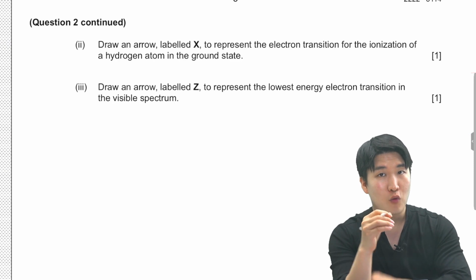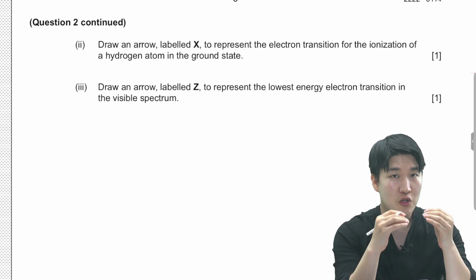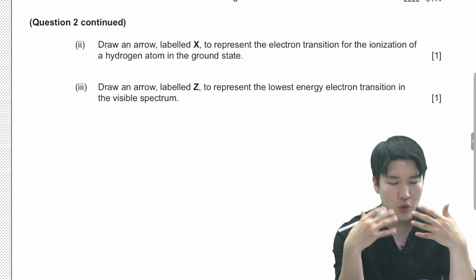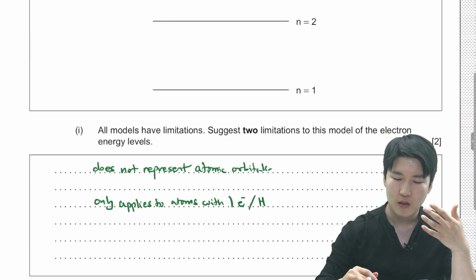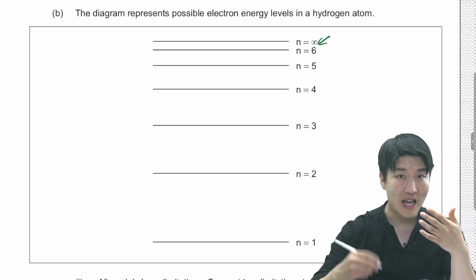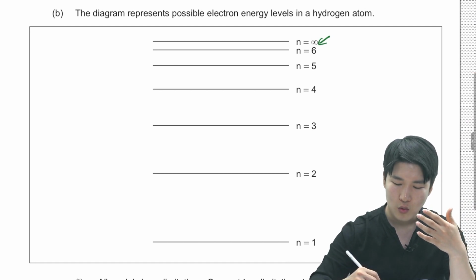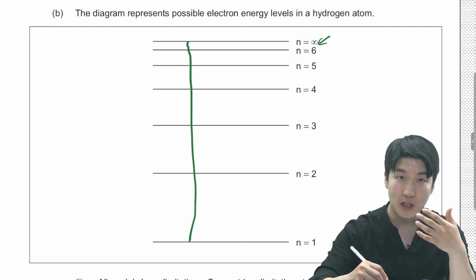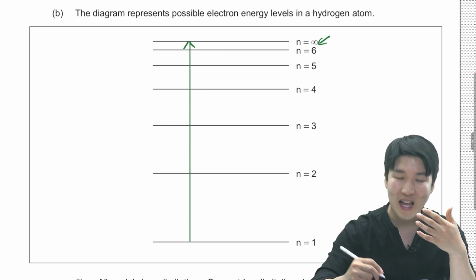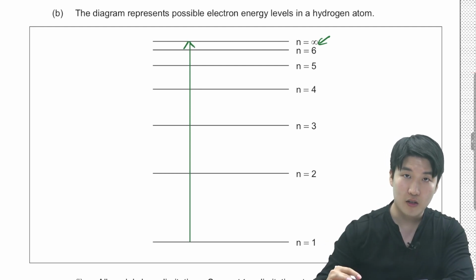Electron transition for the ionization of hydrogen atom in the ground state would be an arrow starting from n equals 1, the ground state, all the way to n equals infinity. That would represent ionization energy.